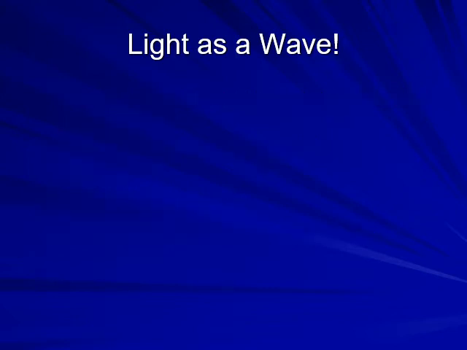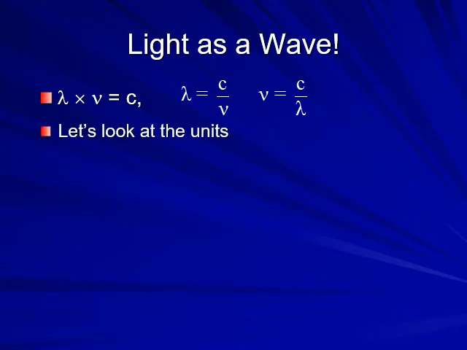Let's look at a little math. Lambda times nu, wavelength times frequency, equals the speed of light. Also, we can use a little bit of algebra, and if we're given the frequency, we can find lambda. If we're given the wavelength, we can find frequency. The speed of light is always our constant.